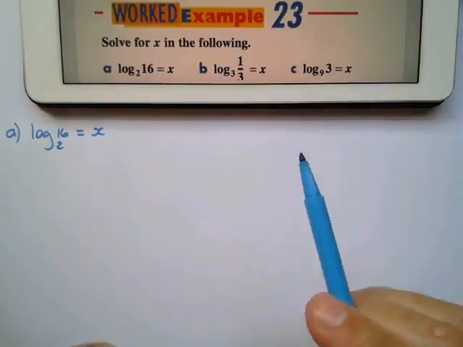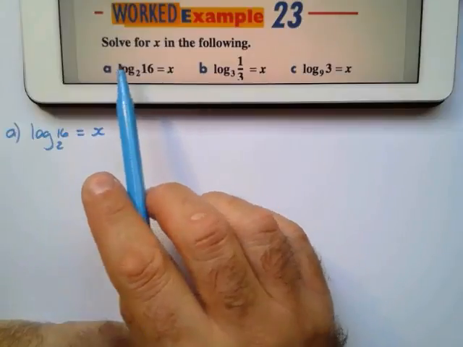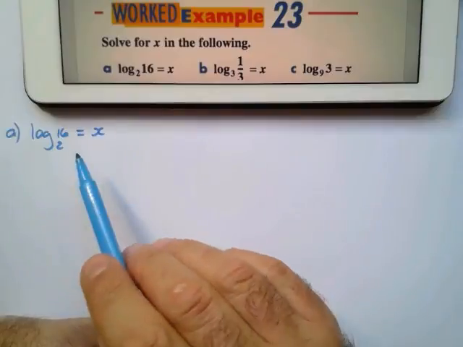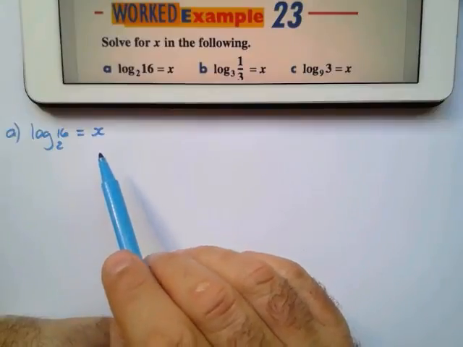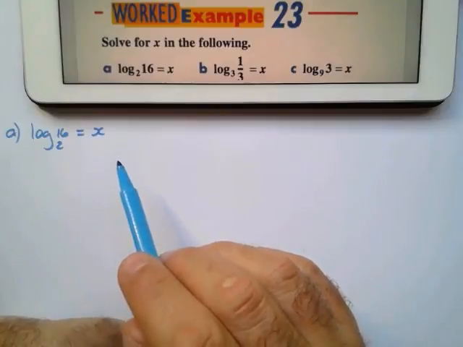Work example 23, solve for x in the following, and now x is the exponent. Remember we said this whole thing is the exponent. I'm going to show you two ways of doing this. Unless we say use logs, you can use exponents most of the time.